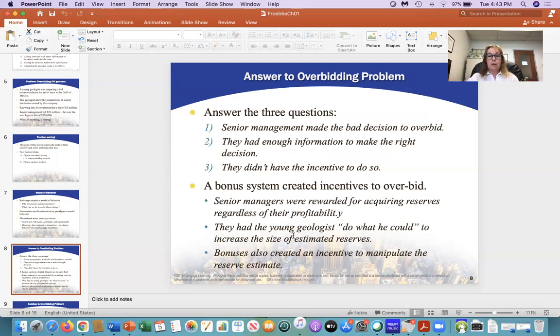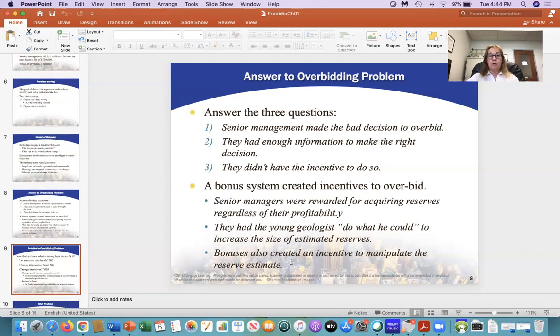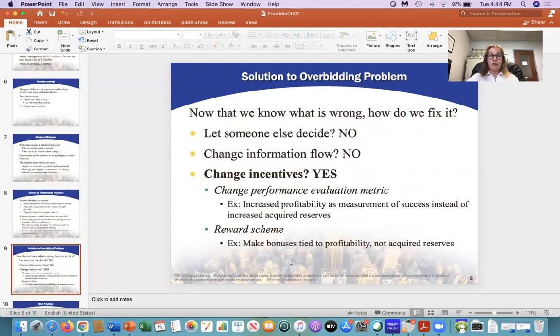They didn't care. So again, in this situation, it came down to the company doing a really bad job as far as incentivizing these senior managers, which was really costing the company a lot of money.